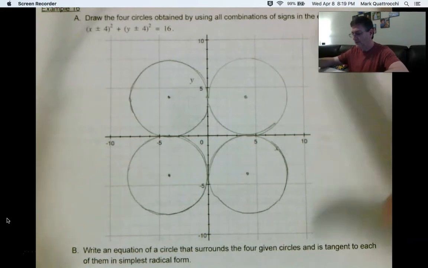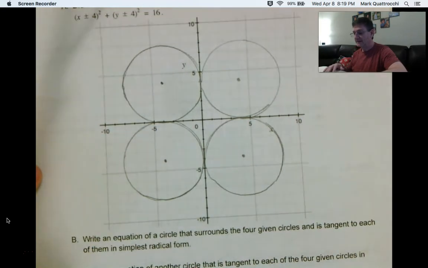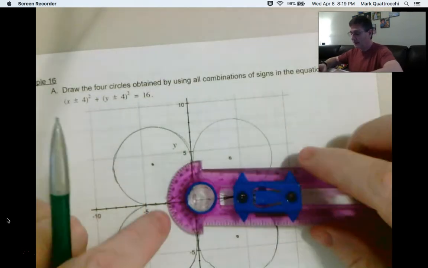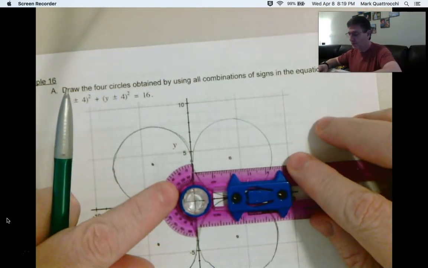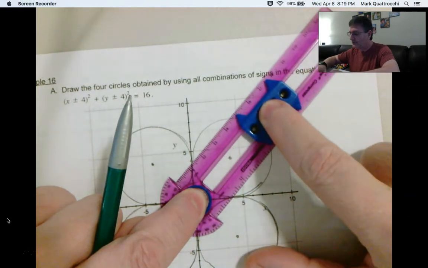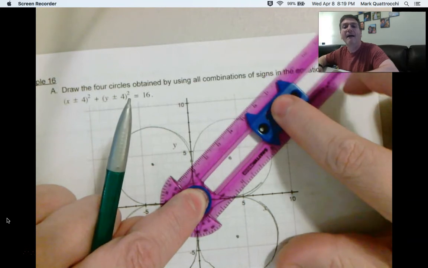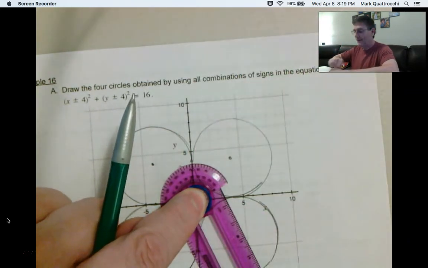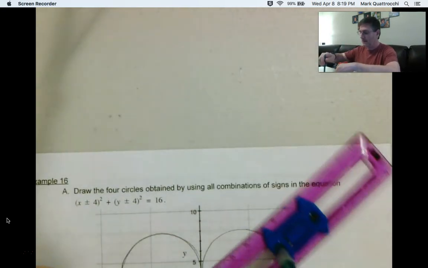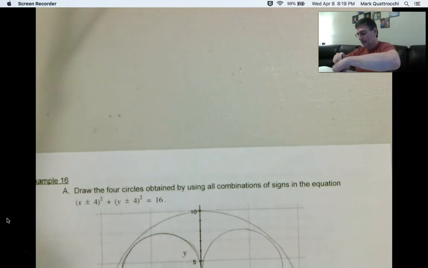Part B, write an equation of the circle that surrounds the 4 given circles and is tangent to them in simplest radical form. Now we want a circle centered at the origin that's going to touch all 4 of these circles at one point each. And again, slide back here a little bit. Just missing, just by a hair. I think you get the idea.